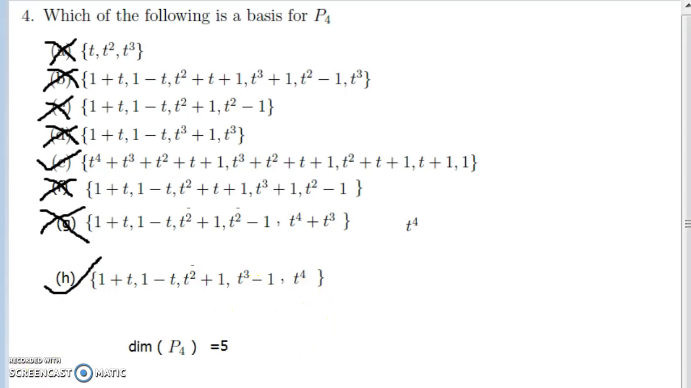This is how you know whether something is a basis. Not just that it has to span the space and be linearly independent, but knowing the dimension does help us find the answer a lot faster.